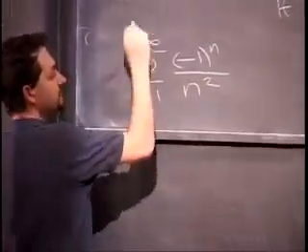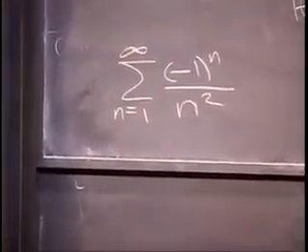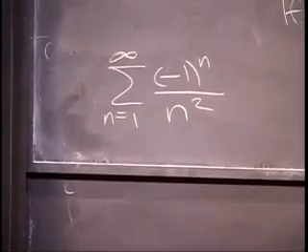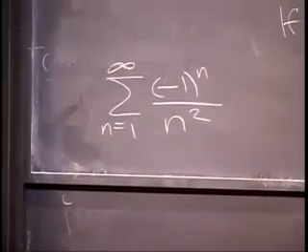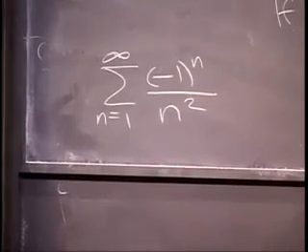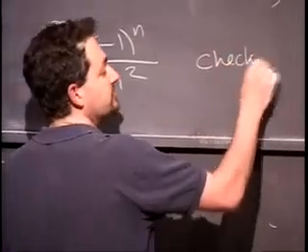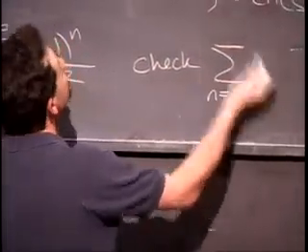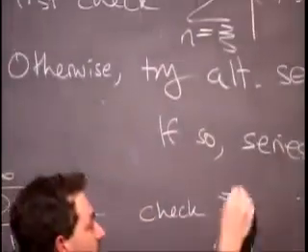Minus 1 to the n over n squared. A common mistake is to use the alternating series test on this. Sure, you can, and you will find that all three conditions work, and it shows you that it converges. But that is not the thing to do, because you don't know whether it converges absolutely or conditionally. The first thing to check is the absolute version. As I've said, first check the absolute version.